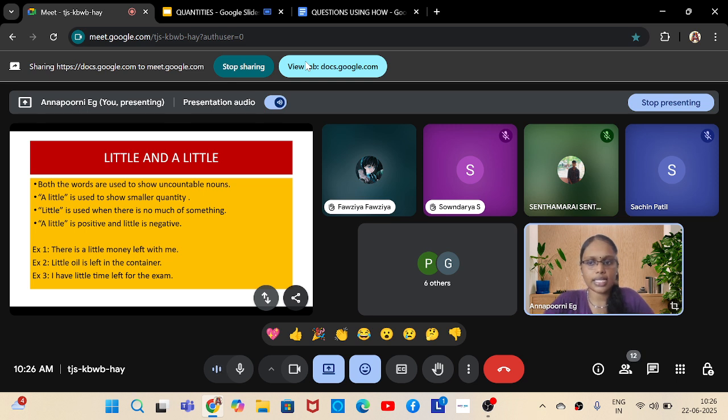So here you can see, little oil is left in the container. This is a negative sentence. I have little time left for the exam is again a negative sentence. Now, coming to the main aspect here, many of you will have this doubt. Oil, okay, it is an uncountable noun as we cannot count it. What about money and time? Have you ever thought of this question? Why do we consider money and time as uncountable nouns? Have you ever thought of it?